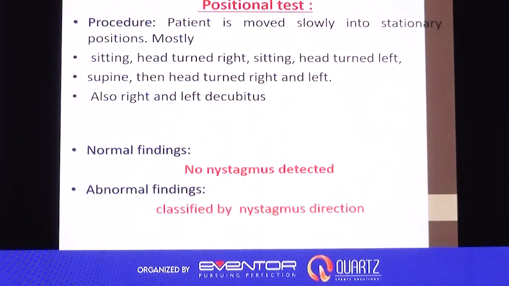Also, positional tests can be done in the bedside examination. The patient is moved slowly into a new static head position or a stationary position, like sitting with head turned to the right and sitting with head turned to the left, supine, then the head turned to the right and left, and also right and left decubitus. Normally, there is no nystagmus in the new position, but abnormally, we find positional nystagmus.